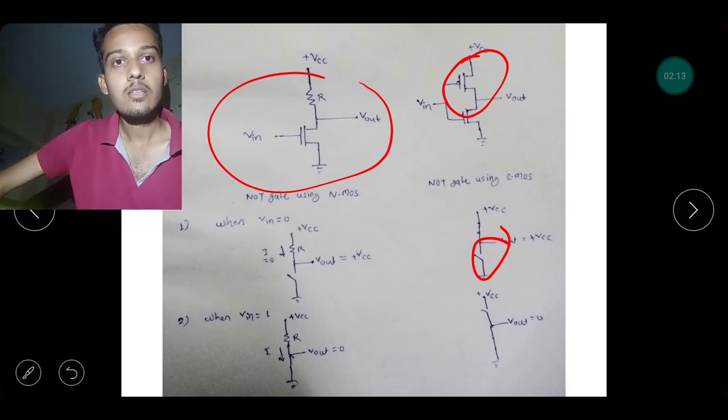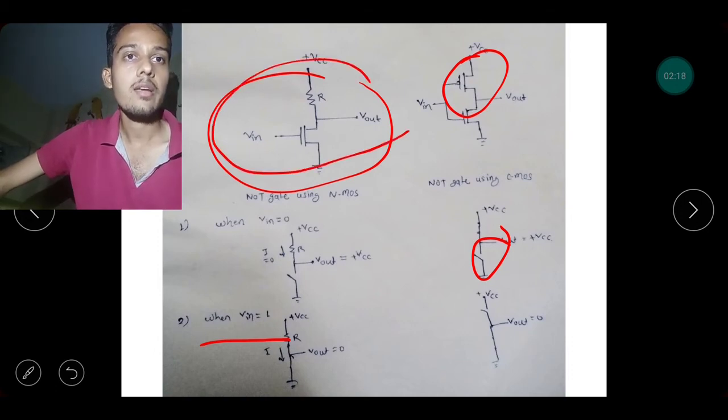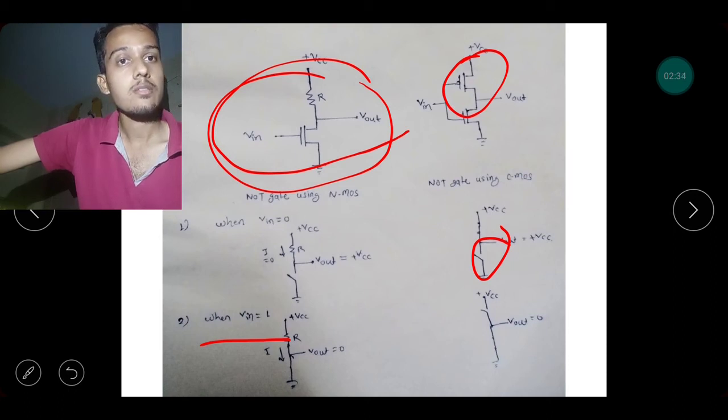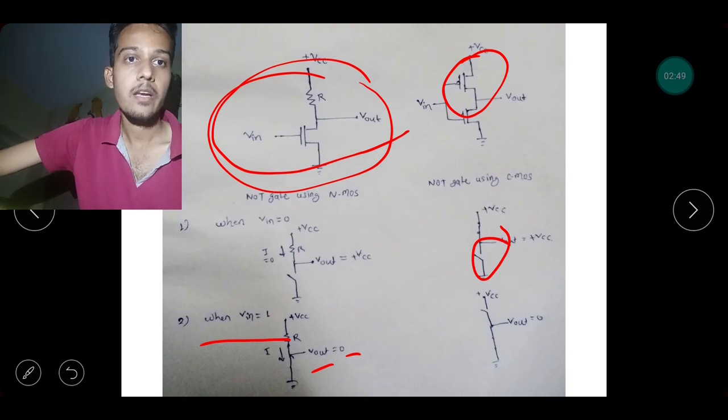Now take the second condition, when Vin is high. In case of the NMOS circuit, NMOS gets turned on and the current flowing through the circuit will be non-zero. So heat dissipation across resistance R will be non-zero. There will be heat dissipation in this case, and the output gets 0 because NMOS gets turned on. That's why the output voltage is grounded and it is 0. So if Vin is 1, output is 0, fulfilling the NOT gate truth table, but heat dissipation occurs.